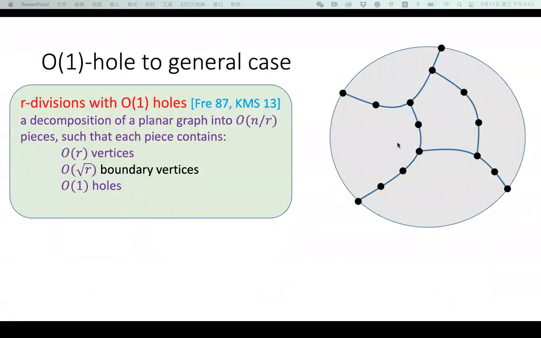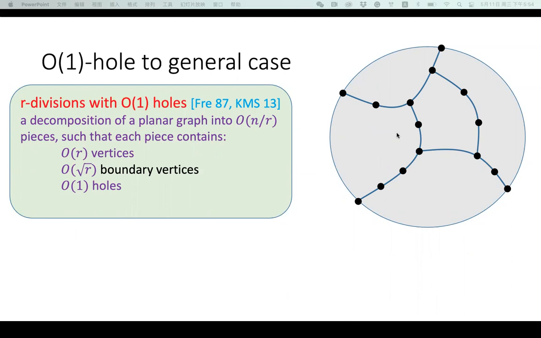Let's now first look at the third step, in which we assume that we know how to construct an emulator for the constant hole instance, and we want to deal with the general case. In this step, we use a very powerful tool in planar graph algorithms, first developed by Frederickson and Klein, Mozes, Sommer, called R divisions, or sometimes R divisions with constant holes. An R division is a decomposition of a planar graph into n over R subgraphs called pieces, which may share edges and vertices, such that every edge in the original graph is contained in at least one piece. Each piece contains at most O(R) vertices and O(square root of R) boundary vertices, where the boundary vertices are the vertices in this piece that also appear in some other piece. For example, if this is the partitioning, then these black vertices are the boundary vertices. And also O(1) holes.